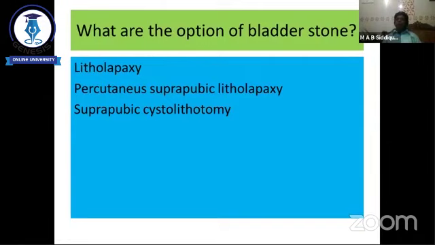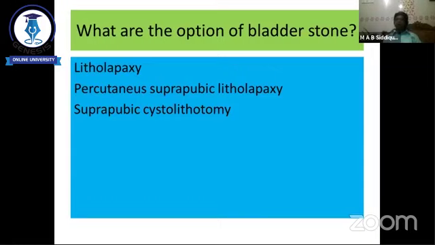So what are the options for bladder stone? The option is lithotripsy. There are many ways of lithotripsy: laser, electromagnetic, ultrasound, and other varieties, to crack the stone and remove it per urethra. And another way is percutaneous suprapubic lithotripsy.